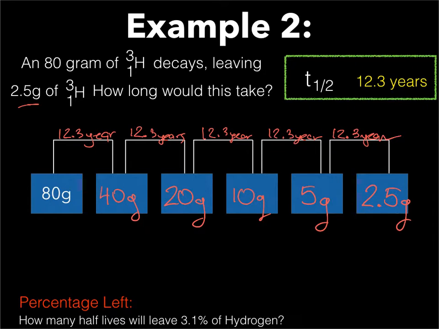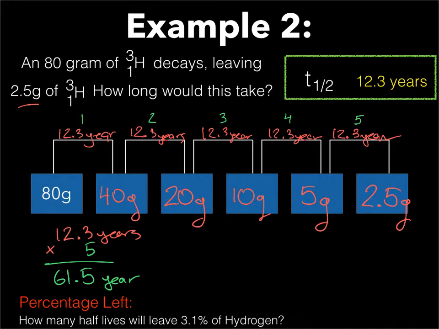So what we're going to do in order to calculate how long this will take, all you have to do is take 12.3 years and then multiply that by how many half-lives you completed. So in this, we completed 1, 2, 3, 4, 5 half-lives. So it will be 12.3 times 5. And the answer to this is 61.5 years. And this would be our final answer.